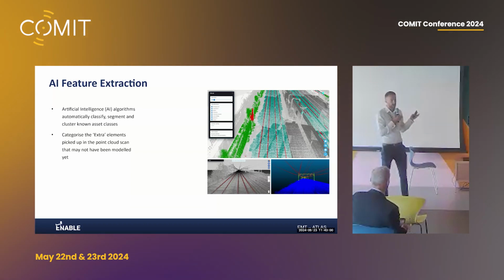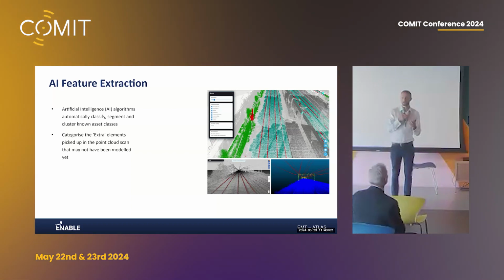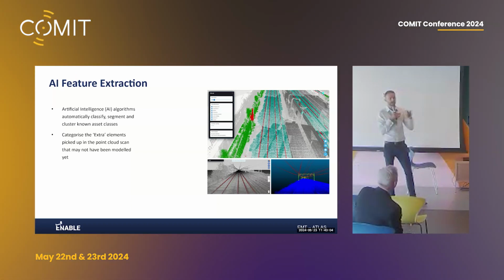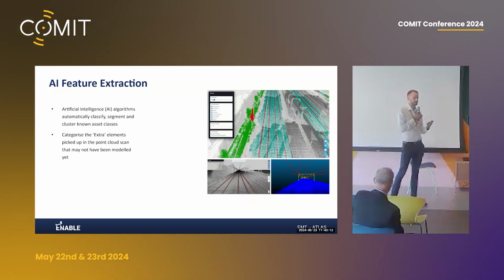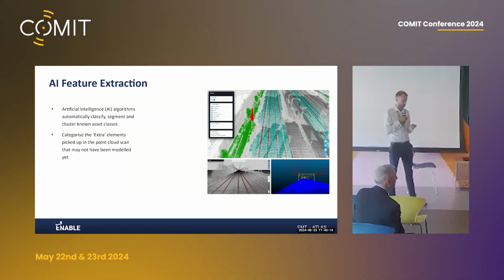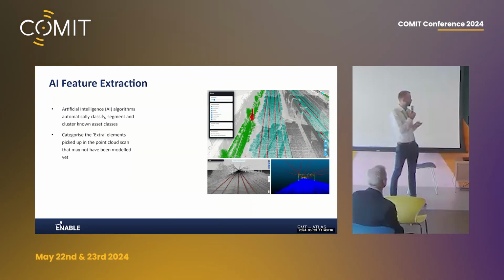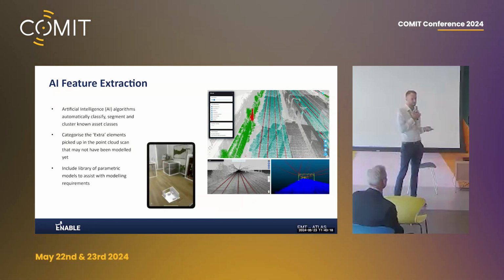And what that means for this comparison part is when we're detecting those extra asset classes, we're no longer just saying, here's some extra points. We can actually say, here's an extra pipe of diameter 100 millimeters and length 3.5 meters at this location. So suddenly you're already doing a lot of that manual work. You're creating those assets. You could even then take it one step further and start to do some parametric modeling.